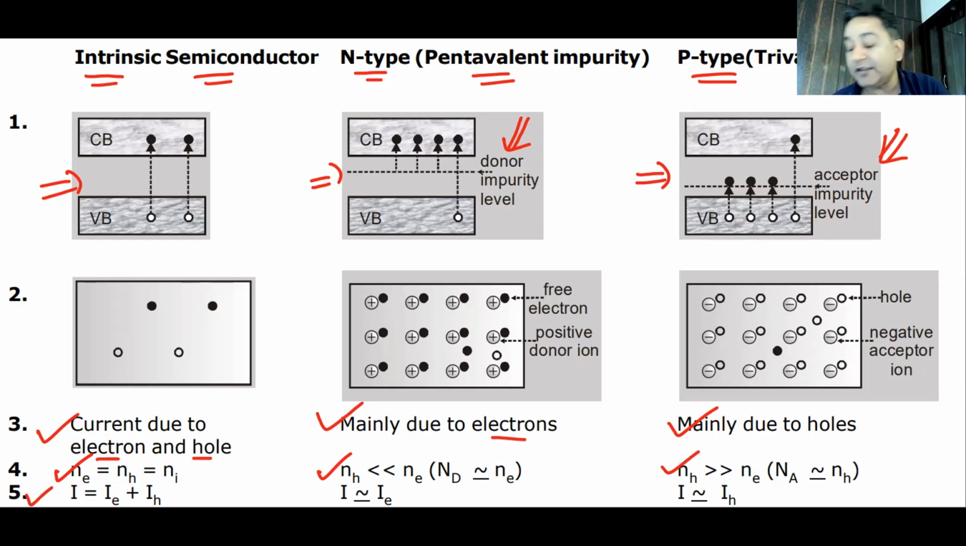Here the total current is hole current plus electron current. Here total current is almost equal to electron current. Hole current is very less. Here the total current is almost equal to hole current. Electron current is very less. Do we understand this? Yes or no?